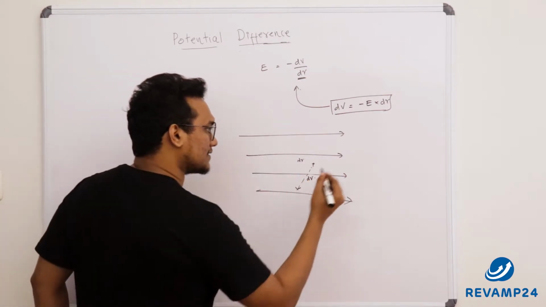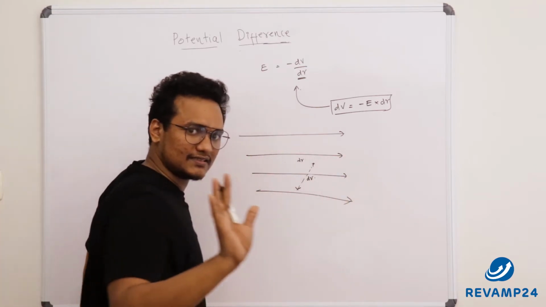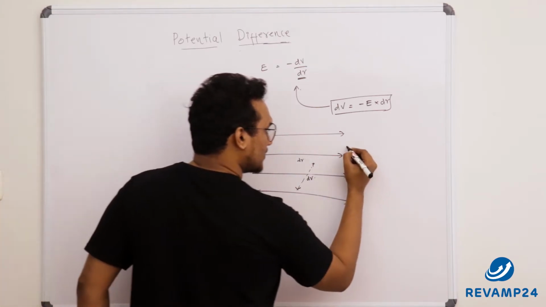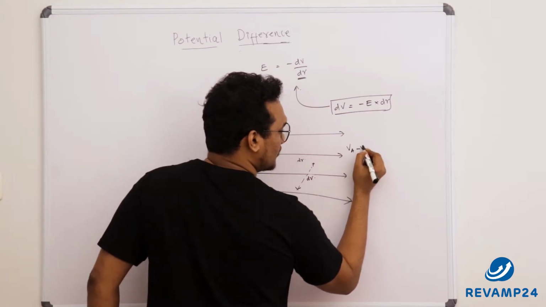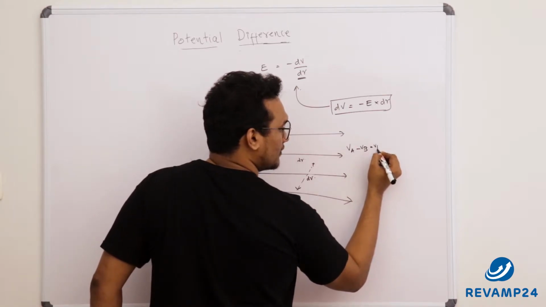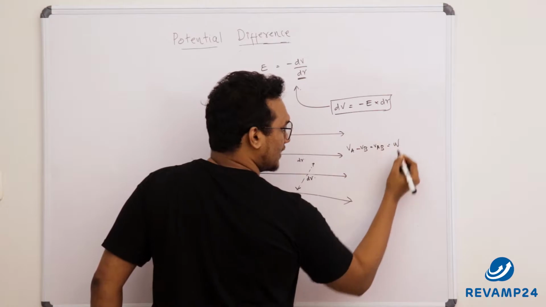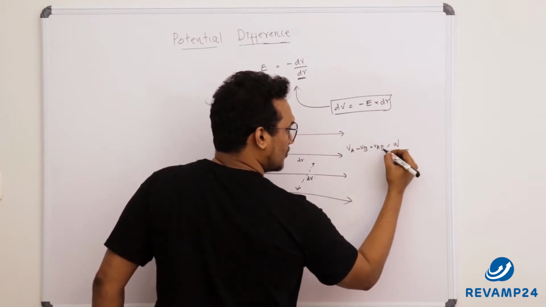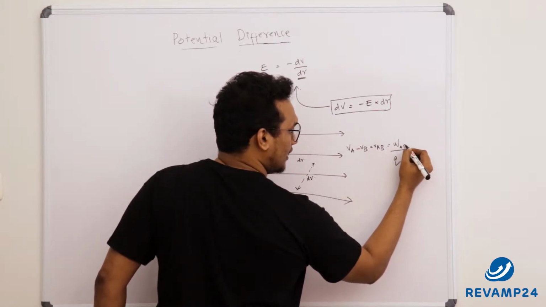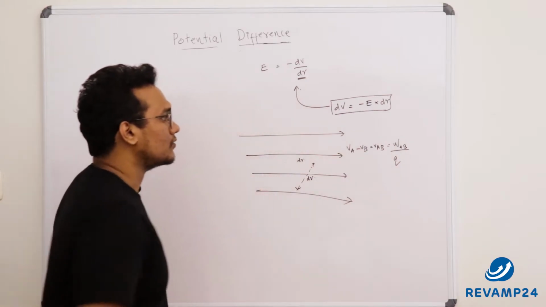Now the definition of potential difference is still the same. What is potential difference? VA minus VB, or VAB. What is that? Work done divided by Q. So work done of AB divided by the value Q.